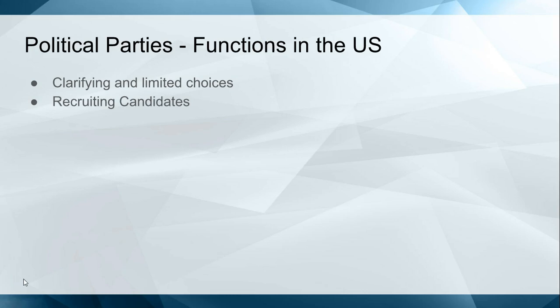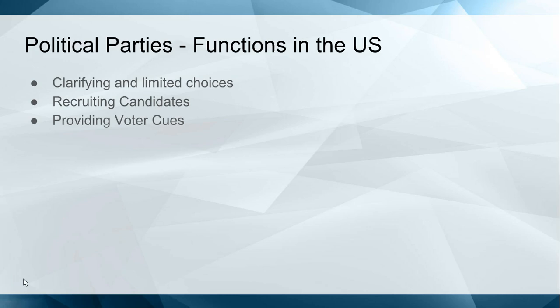Political parties also serve to recruit candidates for public office. Political parties provide voter cues. That's the little D or the R by a candidate's name. This can be an important thing in U.S. politics or in any other political system where they have what is called the long ballot.